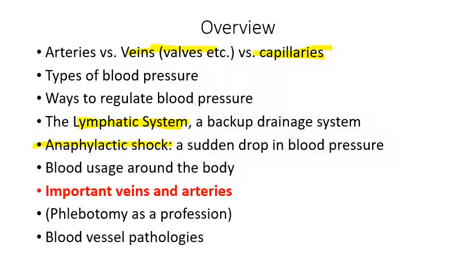So anaphylactic shock is where you have a sudden drop in blood pressure because of a sudden leakiness of the capillaries. And more often than not, it's caused by an extreme allergic reaction to something. You may know somebody who's allergic to bee stings and they carry something called an EpiPen. The EpiPen contains epinephrine.